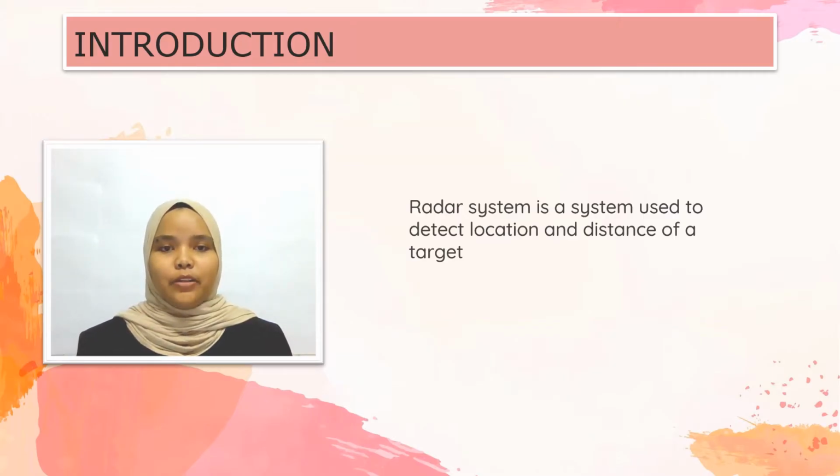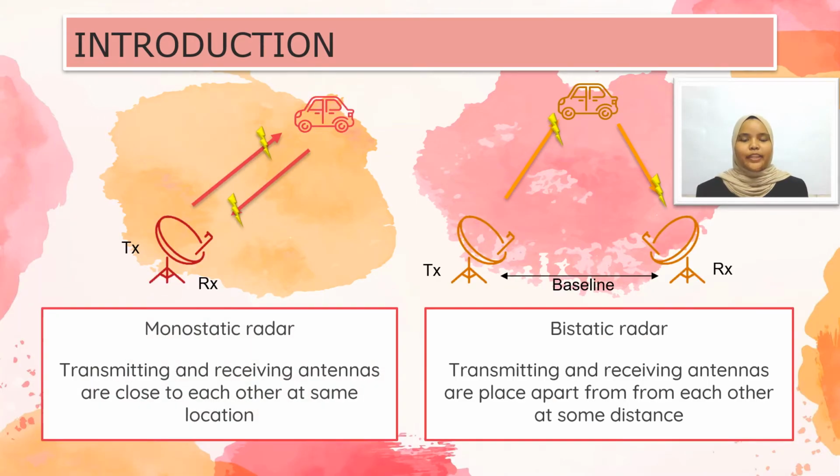Firstly, it is about radar system. Radar system is used to detect the location and distance of a target. For instance, it can detect aircraft, watercraft, and motor vehicles. It has two categories, which are monostatic radar and bistatic radar. For monostatic radar, transmitting and receiving antennas are close to each other at the same location. Meanwhile, for bistatic radar, transmitting and receiving antennas are placed apart from each other at some distance.